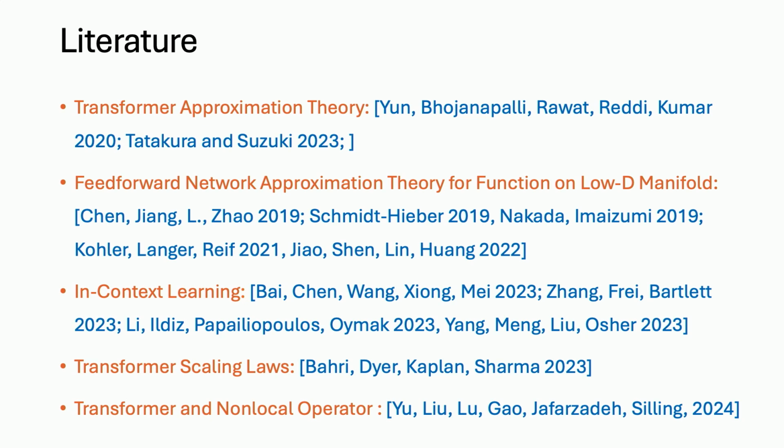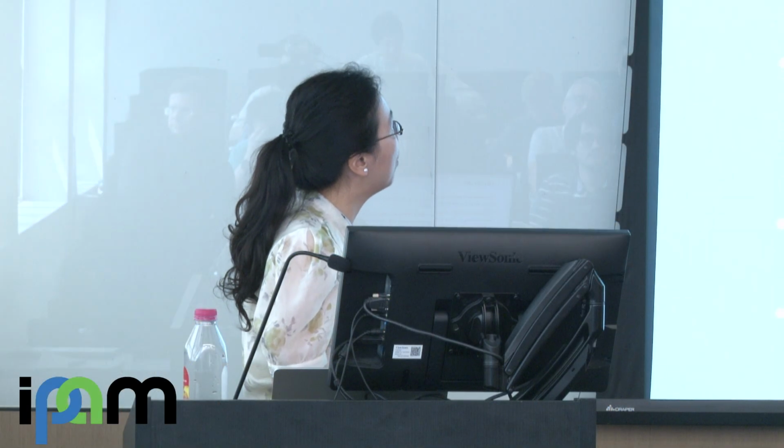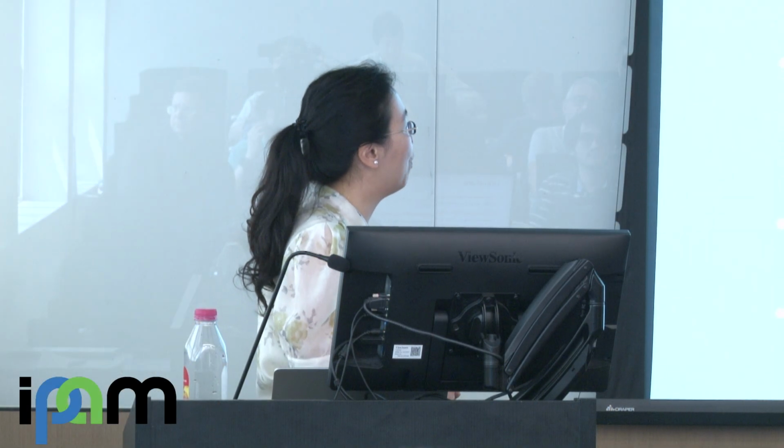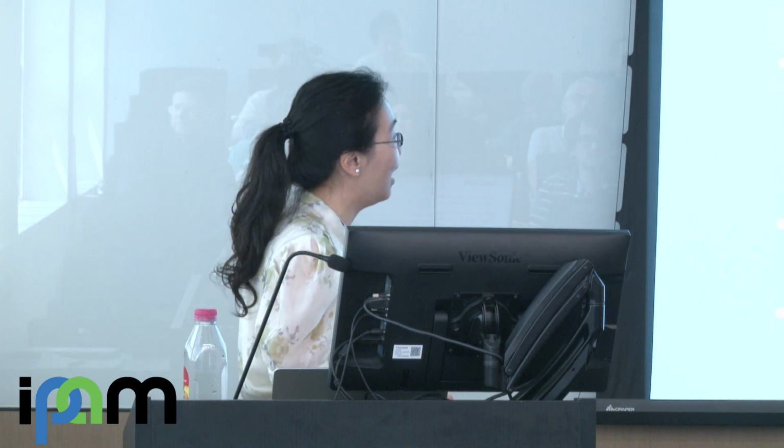So what are we going to do? As we said, we're going to try to understand a little bit more about neural scaling laws, and we're going to connect that to approximation theory and some statistical estimation theory. Here are some literatures. There has been some approximation theory which relies a lot on the feed-forward part of the neural network, and we also heard about in-context learning, which I'm going to talk a little bit about at the end.